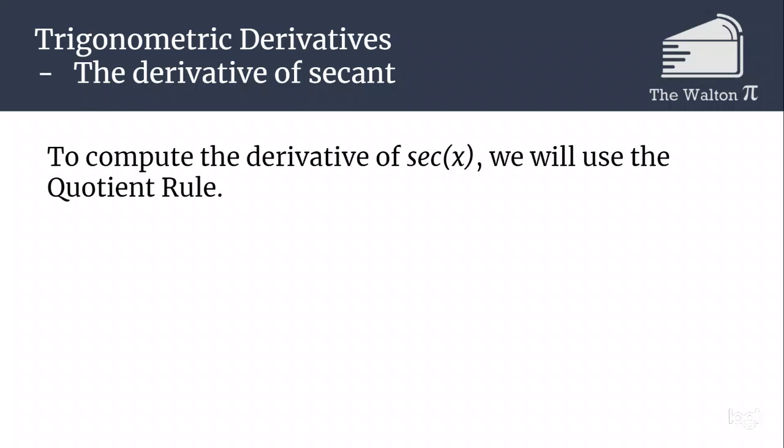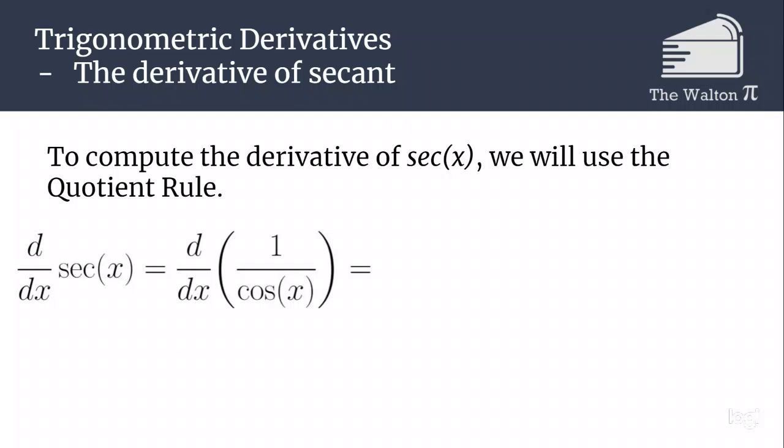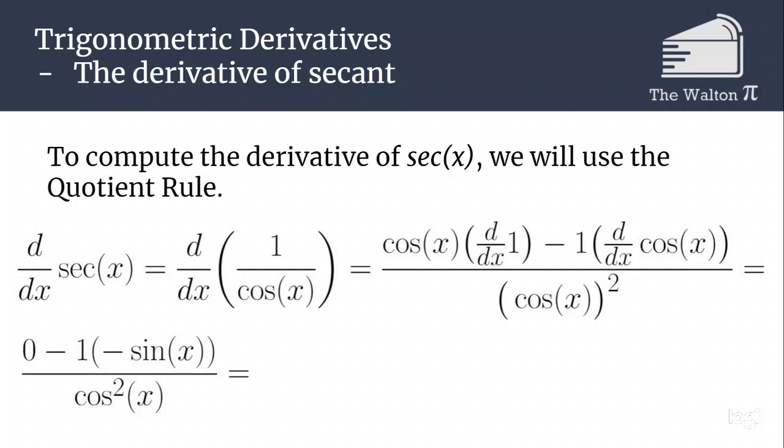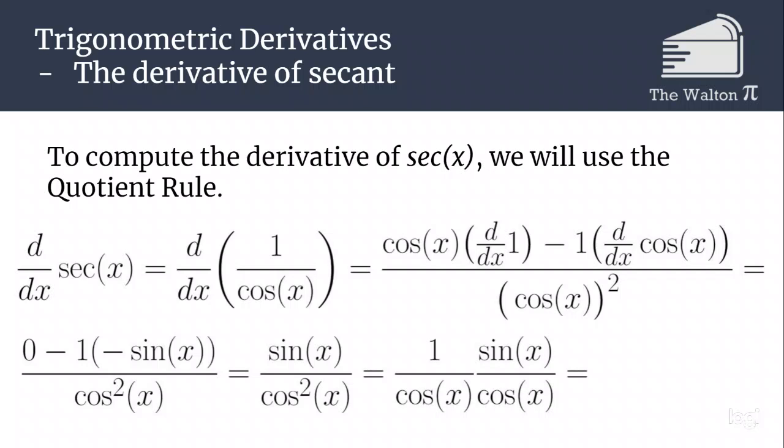To find the derivative of secant, that's just 1 over cosine. So then we have our quotient rule: cosine of x times the derivative of 1, minus 1 times the derivative of cosine, all over cosine squared. That gives us 0 minus 1 times negative sine of x, or just sine x over cosine squared of x, which is 1 over cosine times sine over cosine, or secant of x tangent of x.